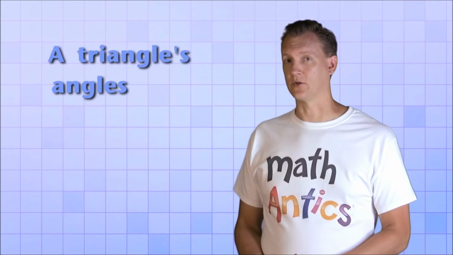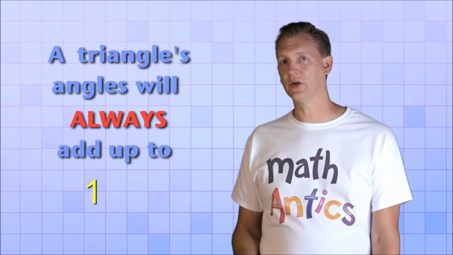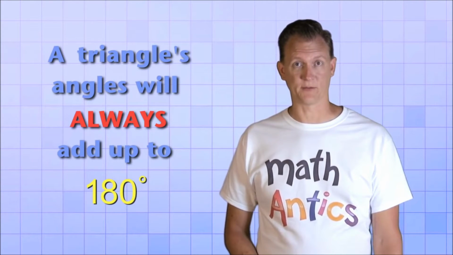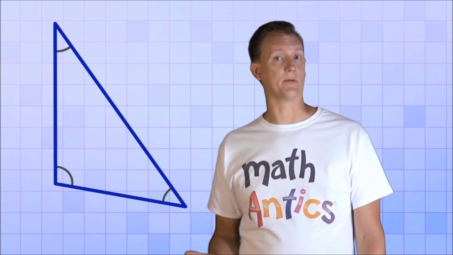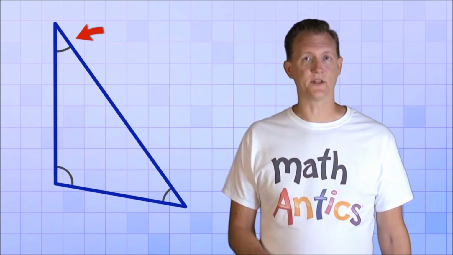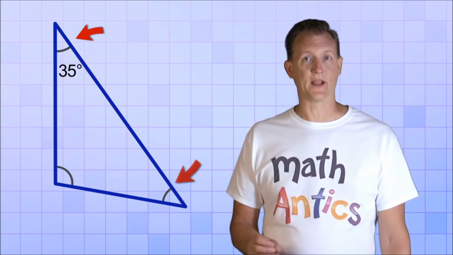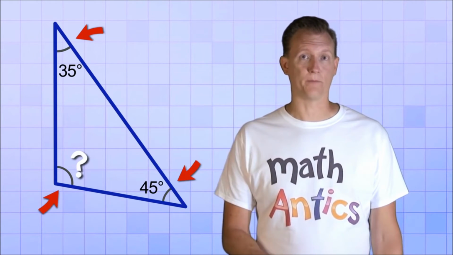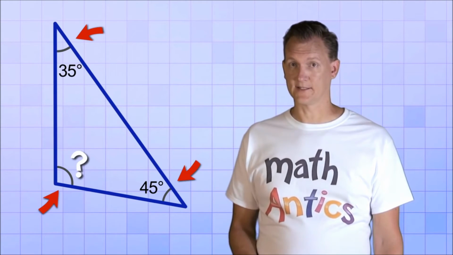Knowing that a triangle's angles will always add up to 180 degrees can really help you out when solving geometry problems. There's a whole lot of situations where you'll know what 2 of the angles are, but you need to figure out what the 3rd angle is, like in this problem. With this triangle, we're told that one of the angles is 35 degrees and the other is 45 degrees. But the 3rd angle is unknown. We need to figure out what it is.